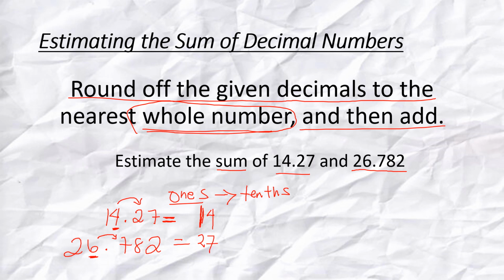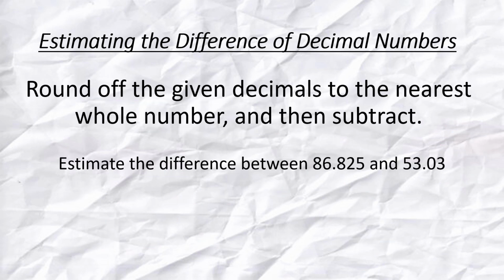Now, since we're done rounding them off, we can now get the estimated sum. So 14 plus 27, 7 plus 4 is 11, regroup 1, 1 plus 1 plus 2 is 4. So the answer now here is 41. Next, this time estimating the difference of decimal numbers. So when we say difference, we will do subtraction. So to do that, round off. It's similar to the previous discussion that we had a while ago. Round off the given decimal numbers to the nearest whole number, and then we subtract.